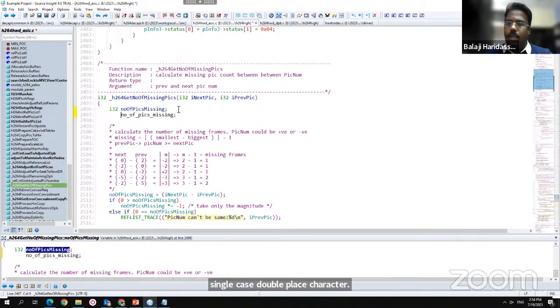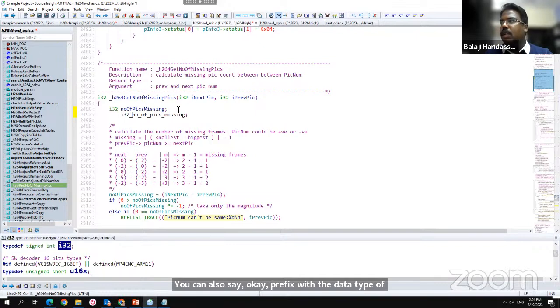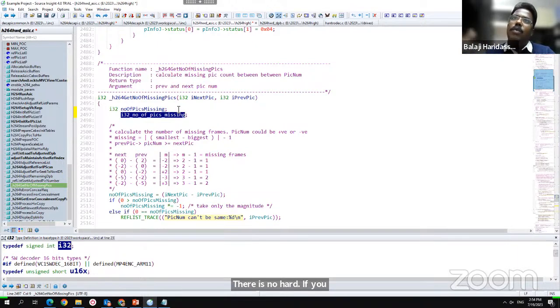You can also say, prefix with the data type of this. I can say, I32, like that. So it is up to you, which you think is best for your team or your company or your college, you can keep it. There is no hard and fast rules. If you think this is good for people, you can always keep. You can check how things are working. If not, you can always improve.